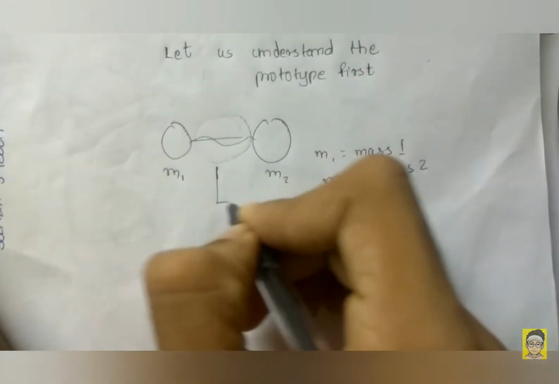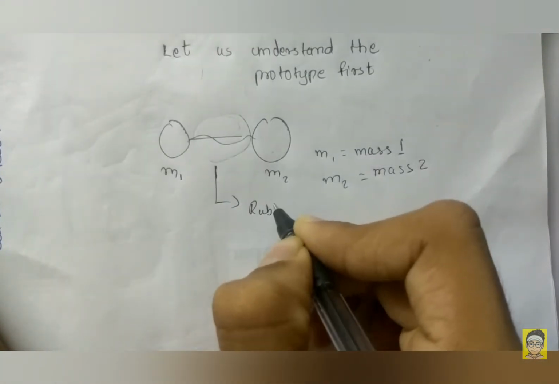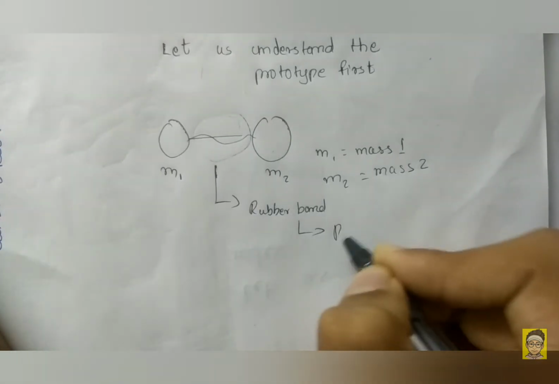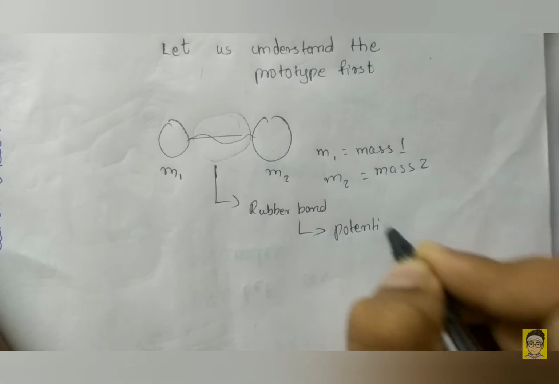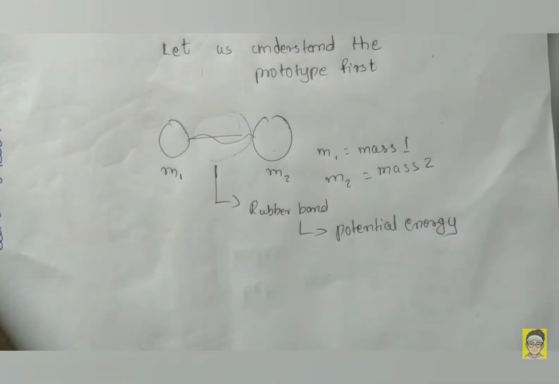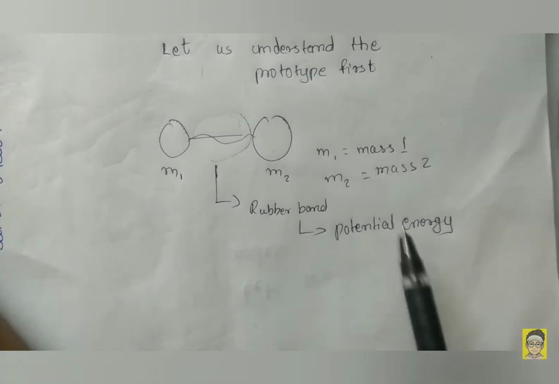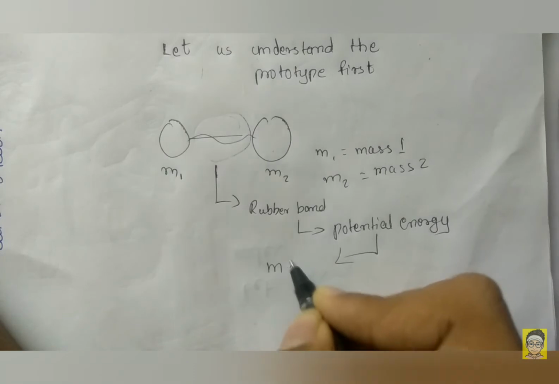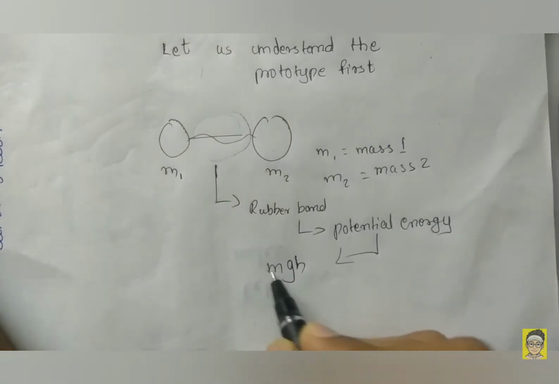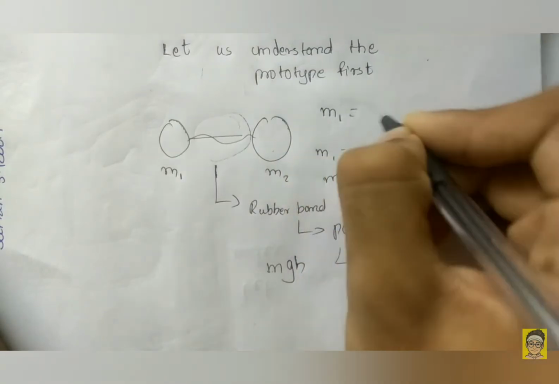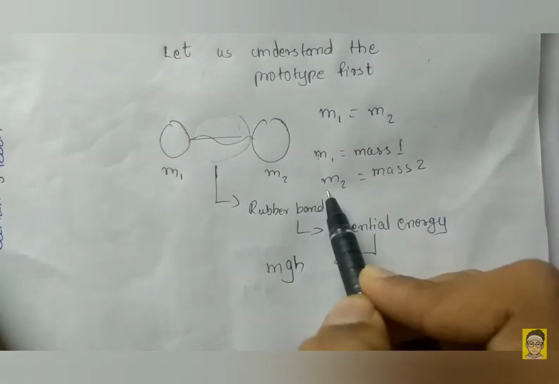So here we know that the rubber band is making a link between M1 and M2 and it is storing a potential energy while we are holding against the gravity. So the formula to calculate the potential energy is mass into gravity into height. As I told you before, mass 1 is equal to mass 2.